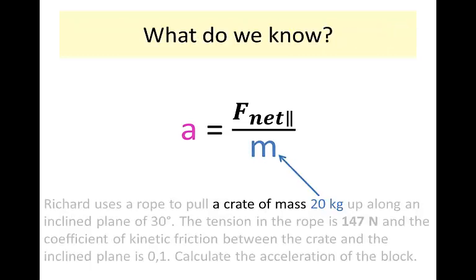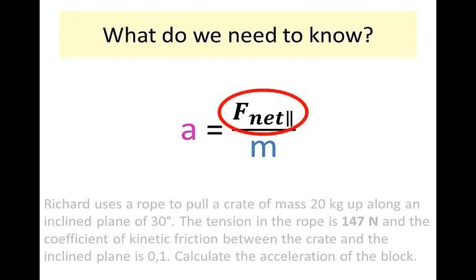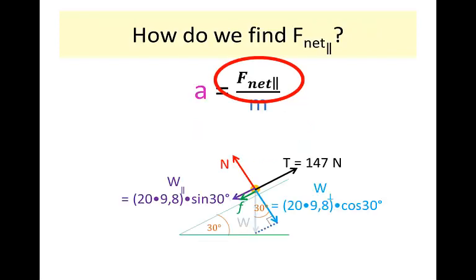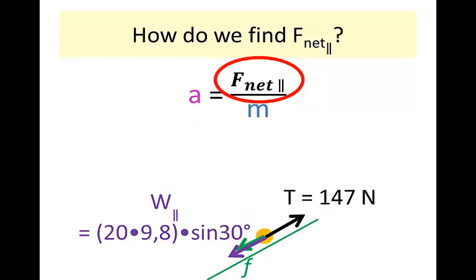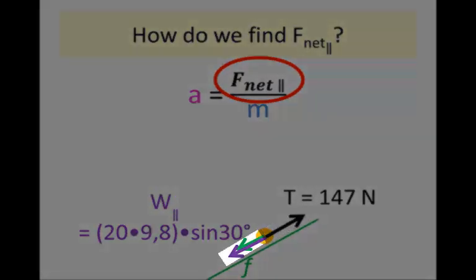Now we know the mass of the crate. It's 20 kilograms. But we don't know that net force acting parallel to the slope. We need to find that out so that we can answer the question, in other words, solve for a. So how do we find the net force acting parallel to the slope? We focus only on the vectors which act parallel to the slope. And we can see that there are three of them. Tension up the slope, weight's parallel component down the slope, and friction down the slope.